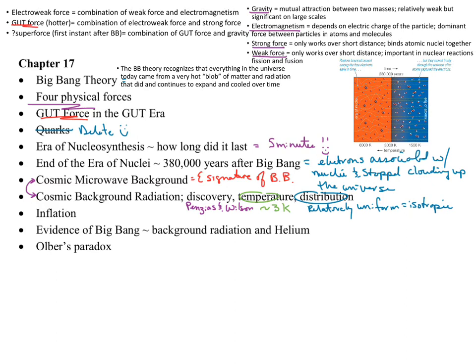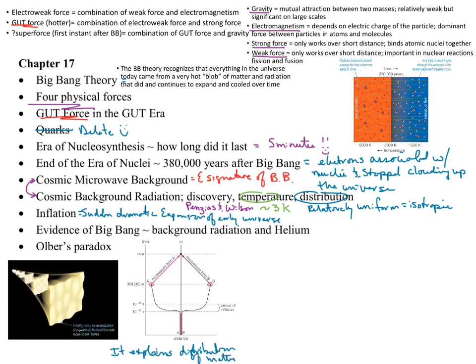What temperature is that radiation now? It's about 3 Kelvin, which is very cold. How is the radiation distributed? Pretty much uniformly. And what they mean by uniformly is isotropically. Inflation, you had a homework question for this chapter. What is inflation? It's that sudden expansion of the universe early on.